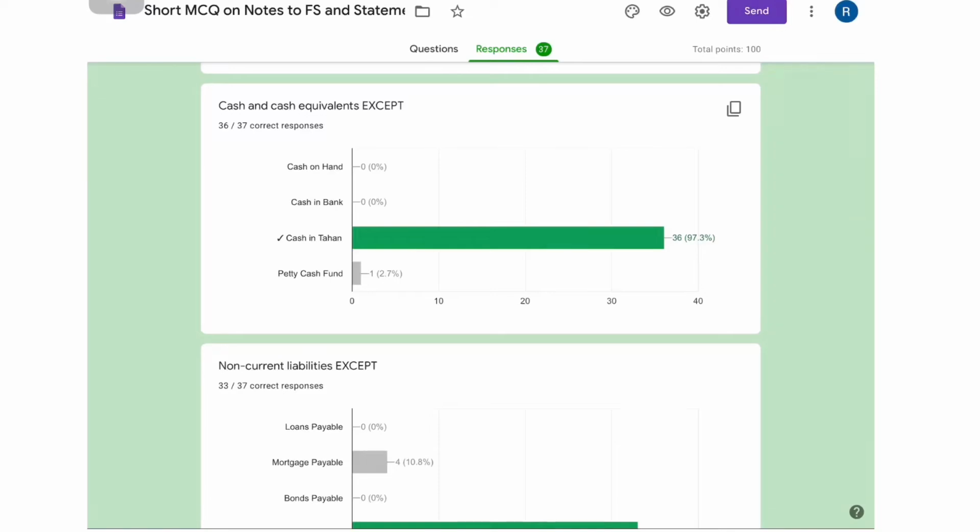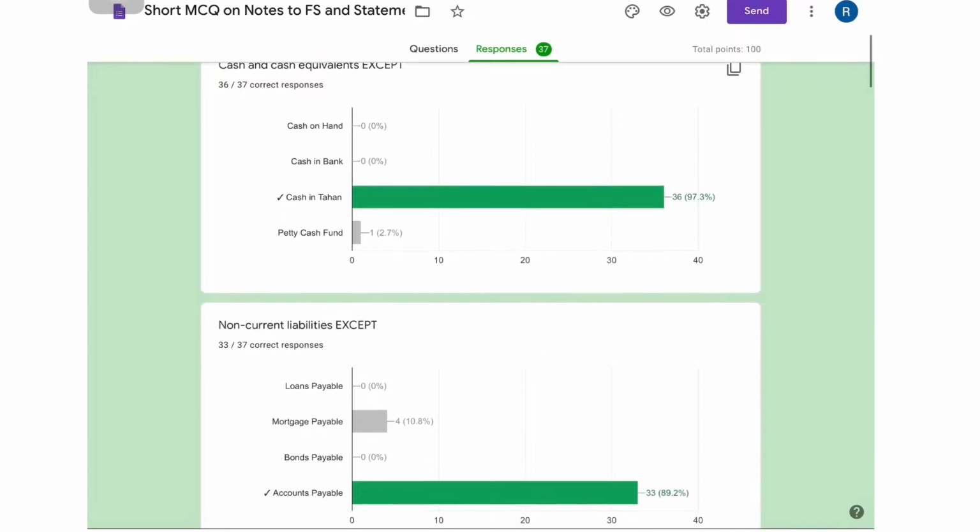So what I will be doing in this video is to explain the short MCQ that I gave on notes to financial statements and statement of cash flows. For the first item, cash and cash equivalents, except, of course, the answer here is cash in tahan. Cash on hand, cash in bank, and petty cash fund fall under cash and cash equivalent. So someone answered petty cash fund.